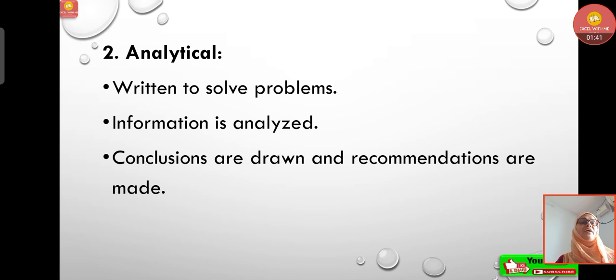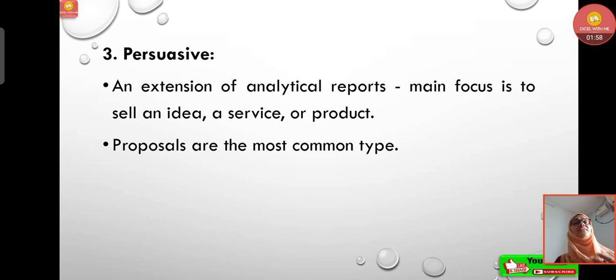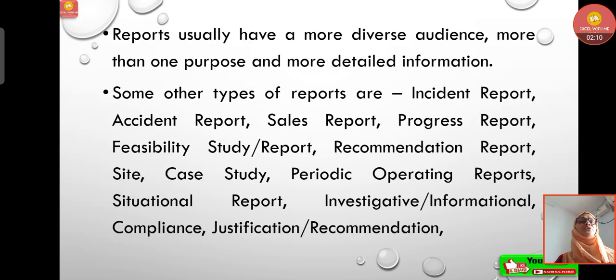Then analytical, this is very important. This is written to solve problems. This is generally used majorly by researchers in all the fields, all the disciplines. Information is analyzed, conclusions are drawn and recommendations are made. The third one is the persuasive, an extension of analytical reports. The main focus is to sell an idea, a service or a product. Proposals are the most common type here. Reports usually have a more diverse audience, more than one purpose and more detailed information.